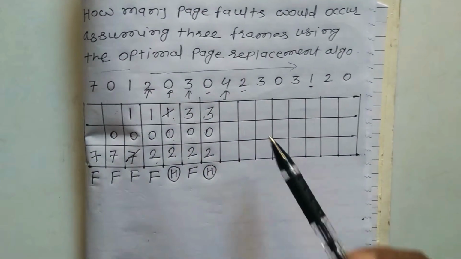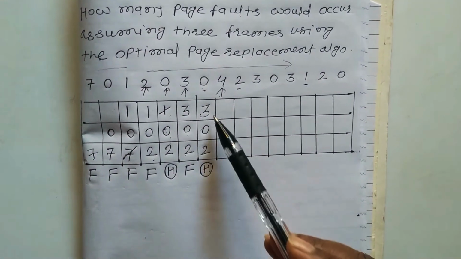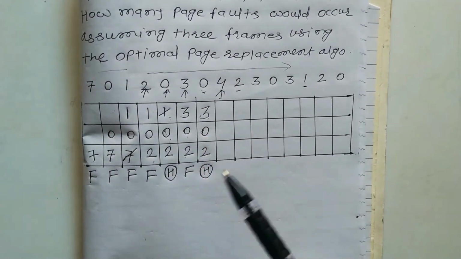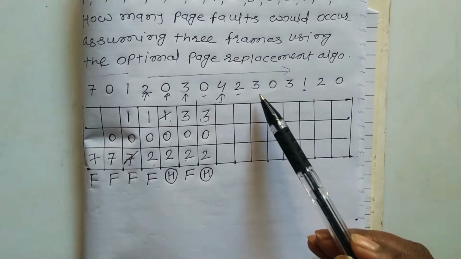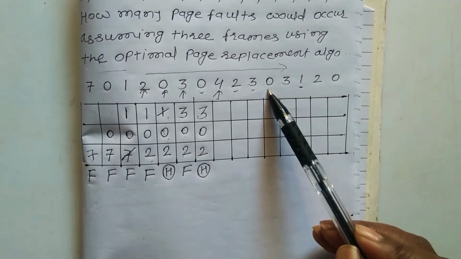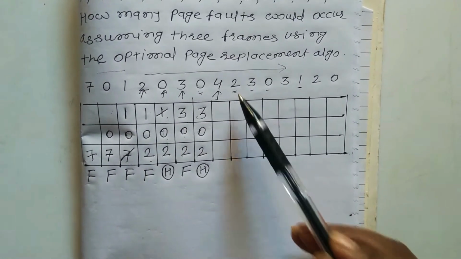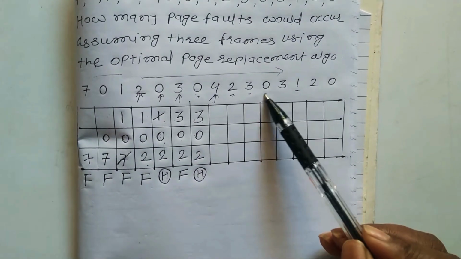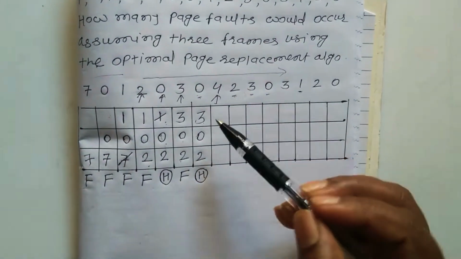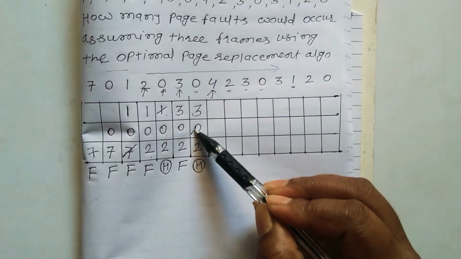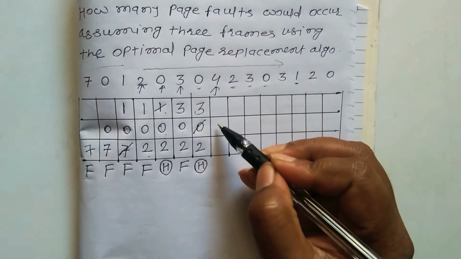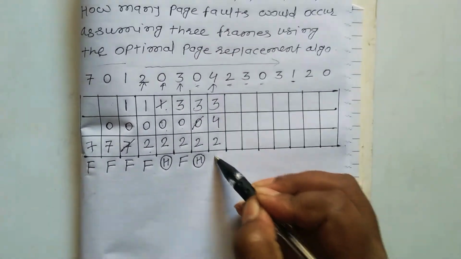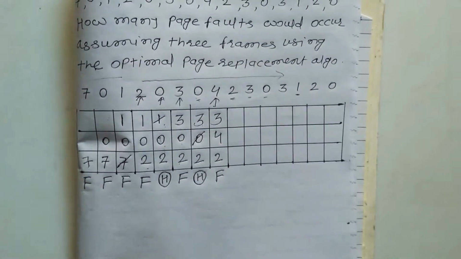Now the next page I want to insert in the main memory is 4. To insert this 4, I have to check the position of 3, 0, 2. If you see, 3 is here, 0 is here and 2 is here. As compared to this 3, 0, 2, 0 is a little bit far. So simply I will replace this 0 by 4 and the remaining pages will be as they are. This is a page fault.